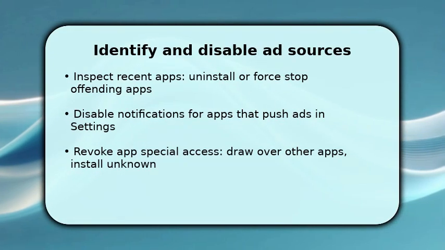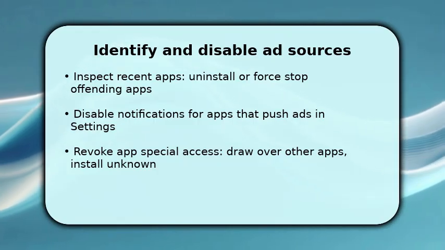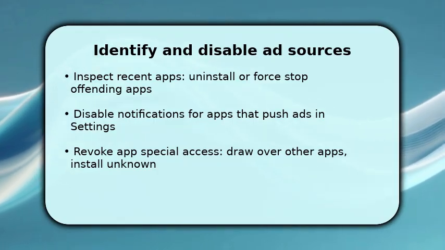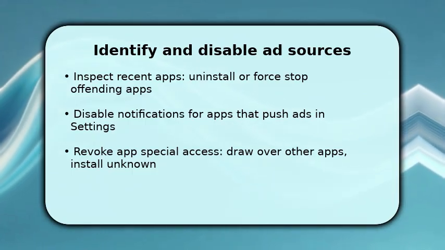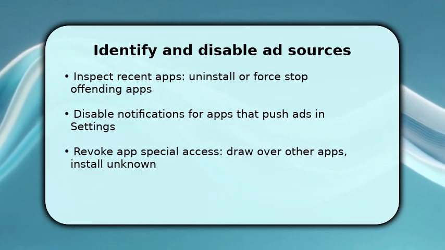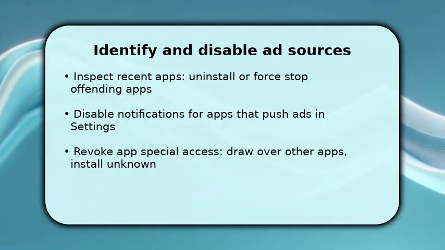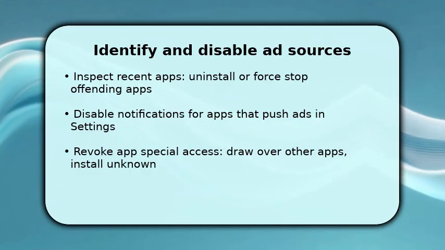You now hunt the ad source by force closing suspect apps and observing whether the ads stop. If they do, uninstall immediately. Next, go to Settings, Apps, choose each app, and turn off notifications. Many mobile ads are delivered as notifications.